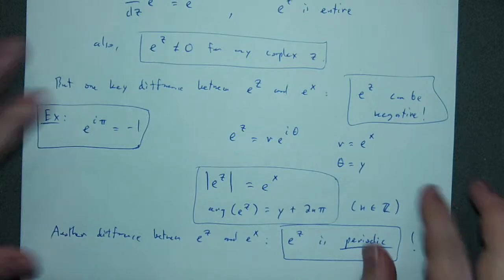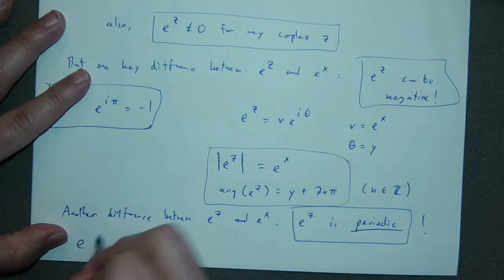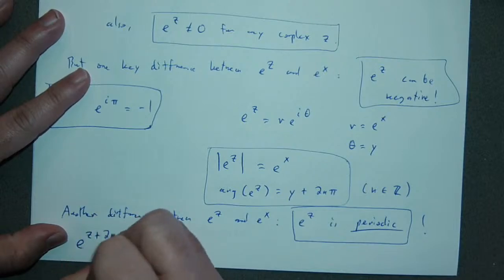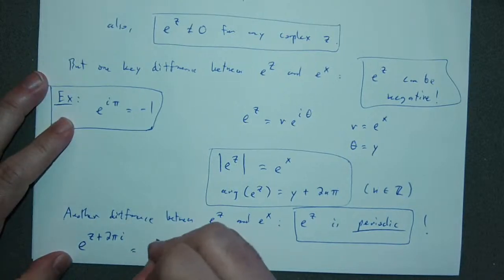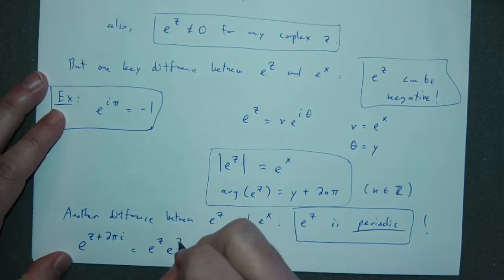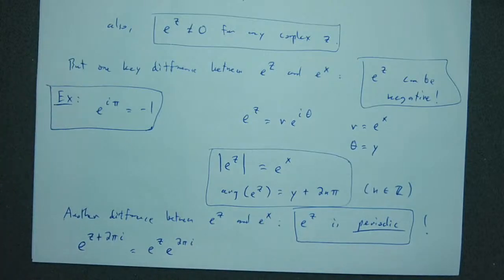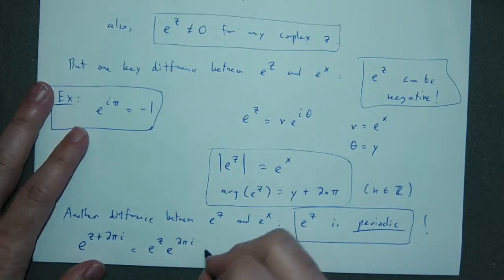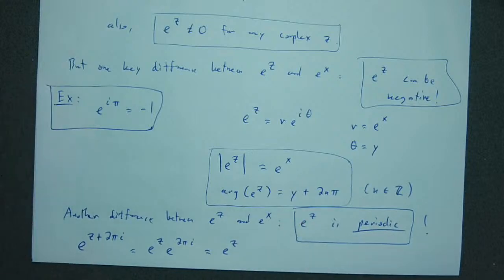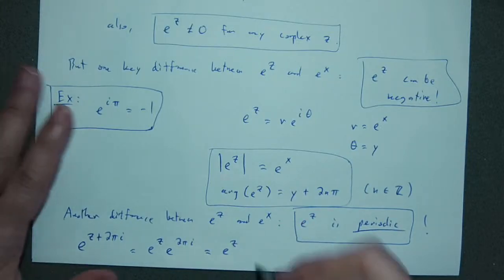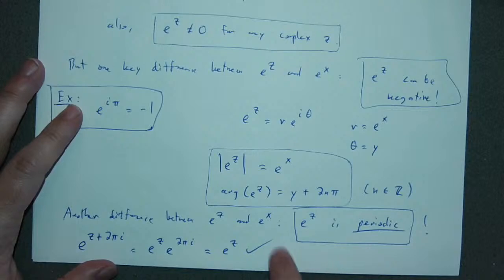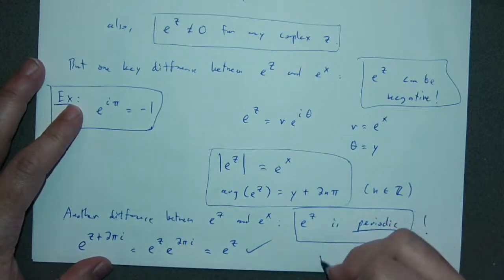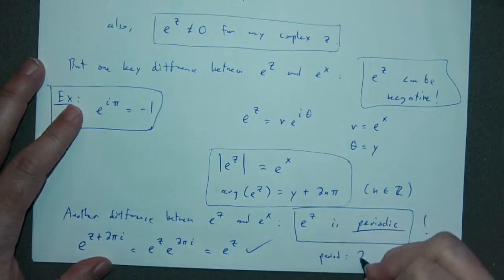Well, how do I know? Well, e to the z plus 2 pi i is, by the formula that I wrote above, e to the z times e to the 2 pi i. But e to the 2 pi i is 1. So this is e to the z. So e to the z is periodic, and the period of e to the z is 2 pi i.